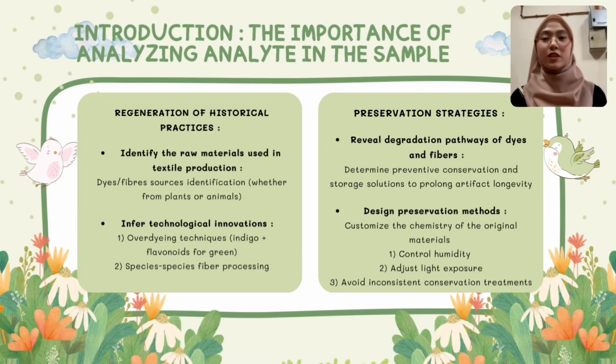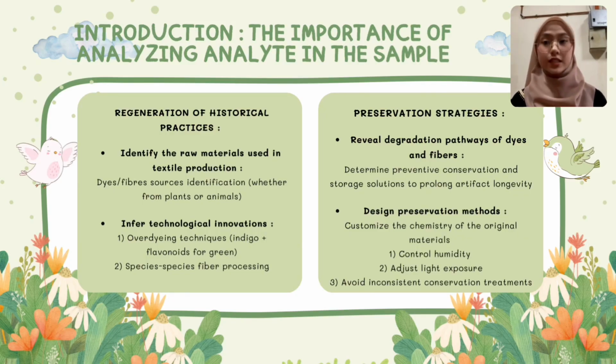Firstly, let's start with the importance of analyzing and relying on the sample, by referring to the general article. First, regeneration of historical practices. Scientists can identify the raw materials used in the sample. For example, identification of dyes or fibers can be revealed, whether they are from plants or animals. From that, scientists can infer technological innovations like over-dyeing techniques and specific fiber processing.